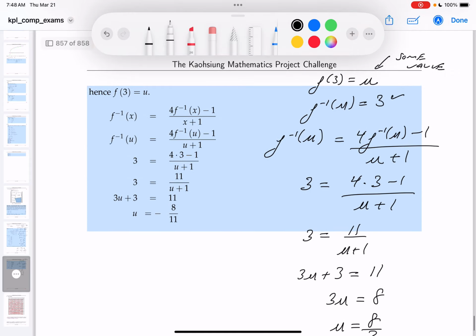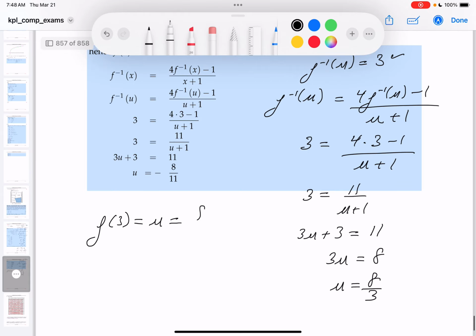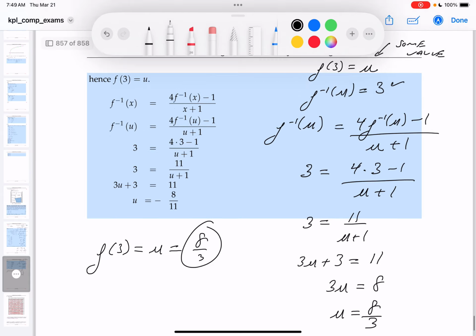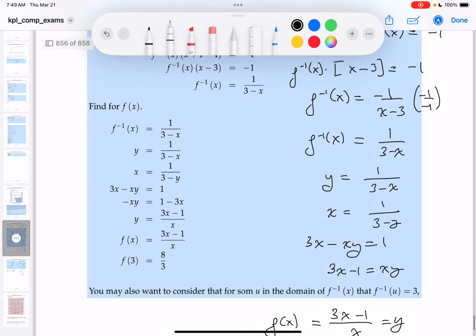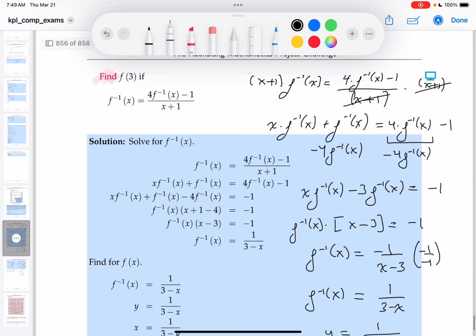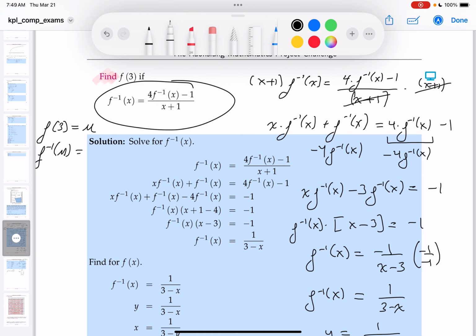Now again, someone says, what did you just do there? I just found out what f of 3 was, because f of 3 equals u, and I just found u was 8 thirds. Now granted, I would say this is probably the most direct approach, one that you're most familiar with. But realize, inverse is basically just rotating the coordinate system. So if you have f of 3 equals some number, let's say u, that means f inverse of u would equal 3. And that's something you could see too.